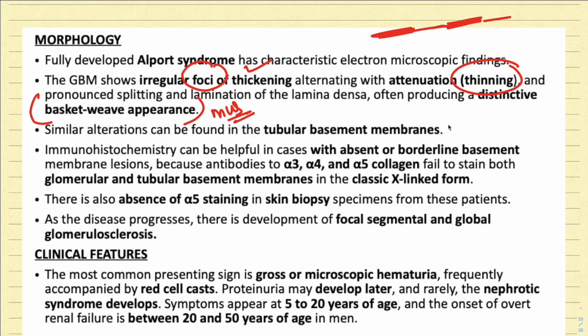Similar alterations are also seen in the tubular basement membrane. If you do immunohistochemistry, you will see absent or borderline basement membrane staining, because antibodies to alpha 3, 4, 5 collagen fail to stain both the glomerular as well as tubular basement membrane in the classic X-linked form. So there will be no staining with alpha 3, 4, 5 collagen. There is absence of alpha 5 staining even in a skin biopsy. This shows that the alpha 3, 4 and 5 subunits of type 4 collagen are absent. As the disease progresses, ultimately the patient will develop FSGS.